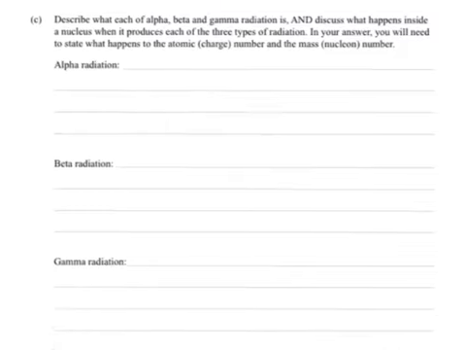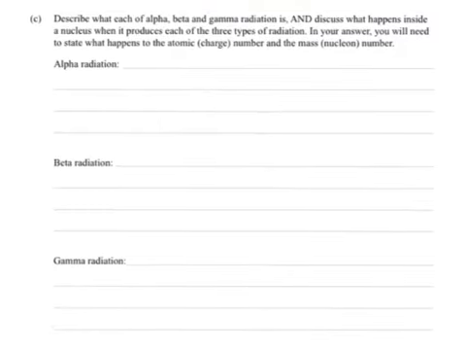Okay, moving on. C. Describe what each of the alpha, beta and gamma radiation is, and discuss what happens inside a nucleus when it produces each of the three types of radiation. In your answer you need to state what happens to the atomic number and the mass number. So there's two things we have to do here: what each is, so we're going to describe what each is, and discuss what happens inside a nucleus when it produces each. So we've got to look at the production of each.